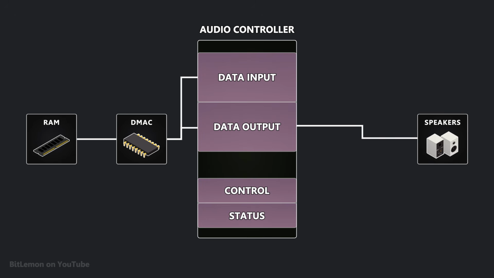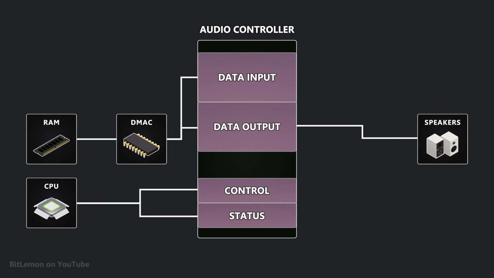Control registers let the processor configure or control the device. Coming back to the audio example, writing the value 1 to a certain memory address might tell the device to start processing the audio data in the input buffer and play it through the speakers.